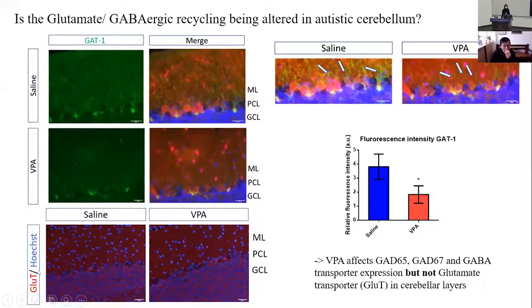However, for the glutamate transporter, as glutamate is the raw material for making GABA, it was found that the glutamate transporter was not affected when compared to control. So this concludes that PPA has affected the GABAergic production enzymes and the GABA transporter proteins, but not the glutamate transporter in cerebellum sections.